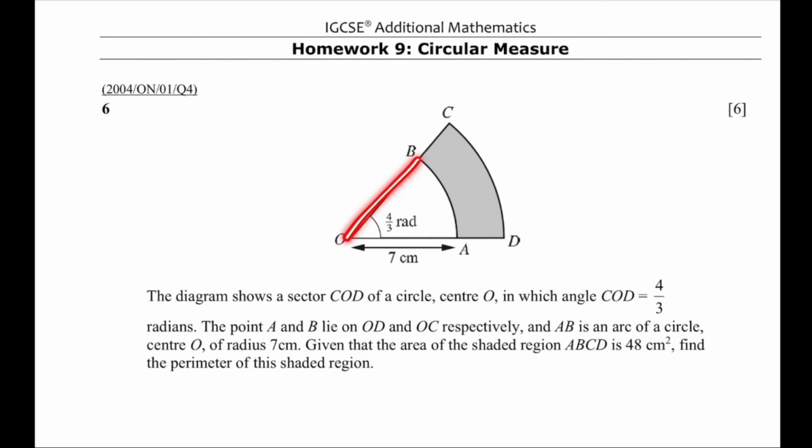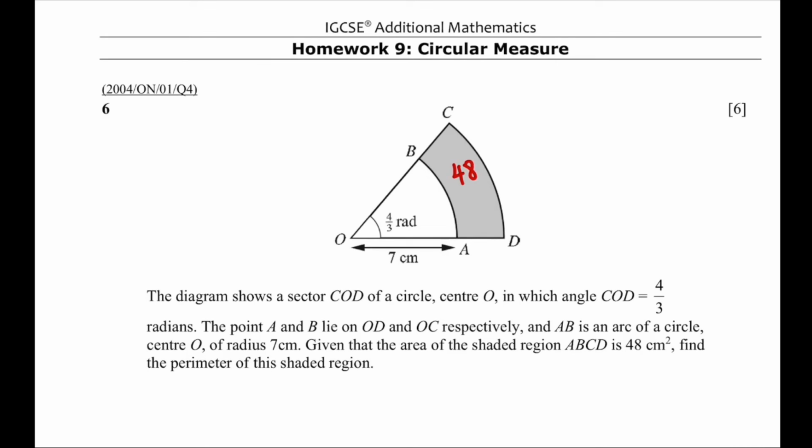We have a small sector included in a bigger sector. So there are two sectors here, a smaller sector and a bigger sector sharing the same common center O. The radius for the smaller sector is 7 cm, and the angle for both sectors is 4/3 radian. Okay, so what else do you need to know? Area of the shaded region, so this is 48 cm square.